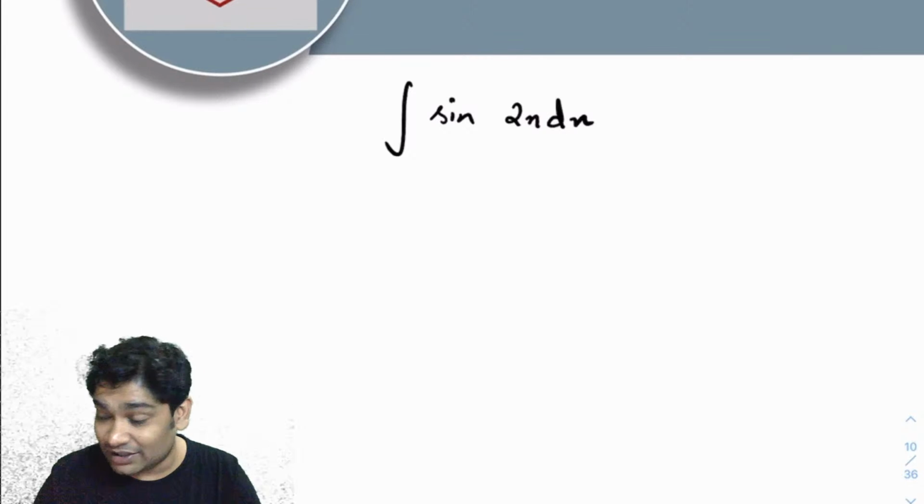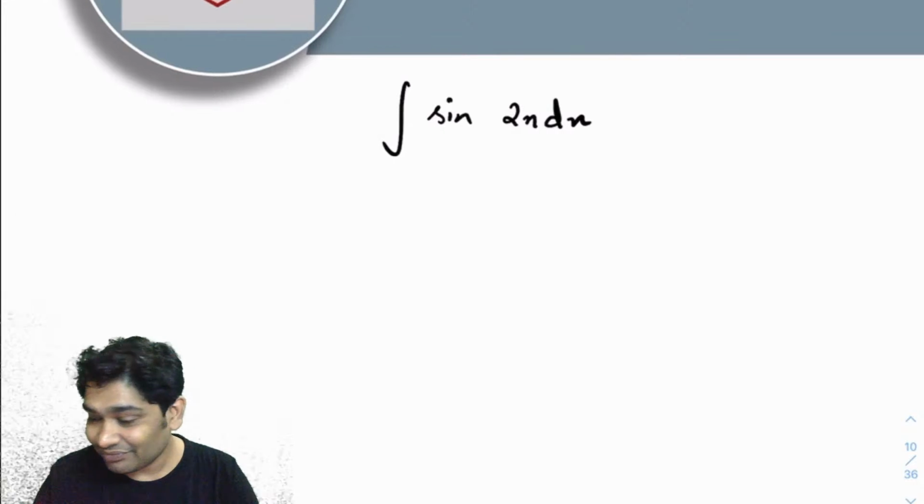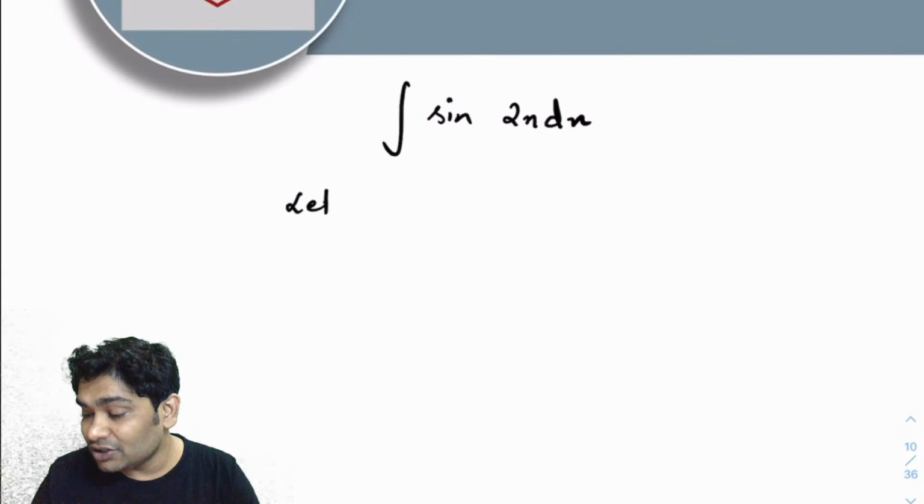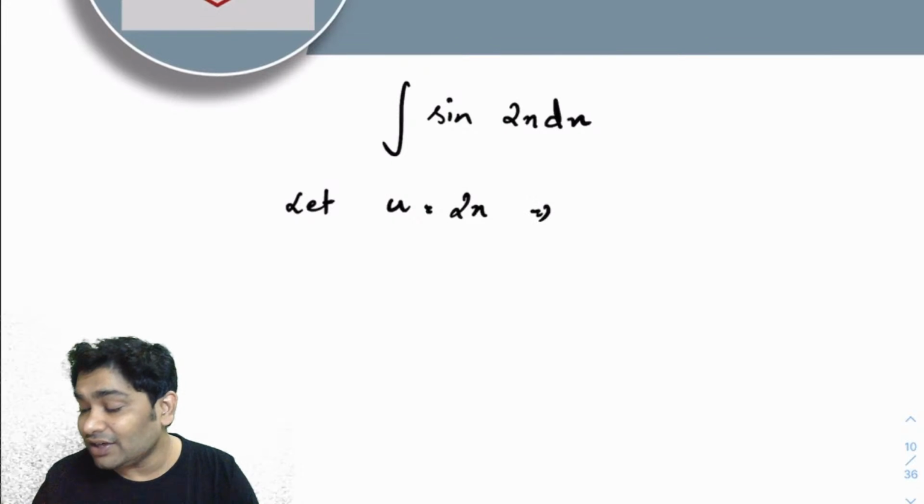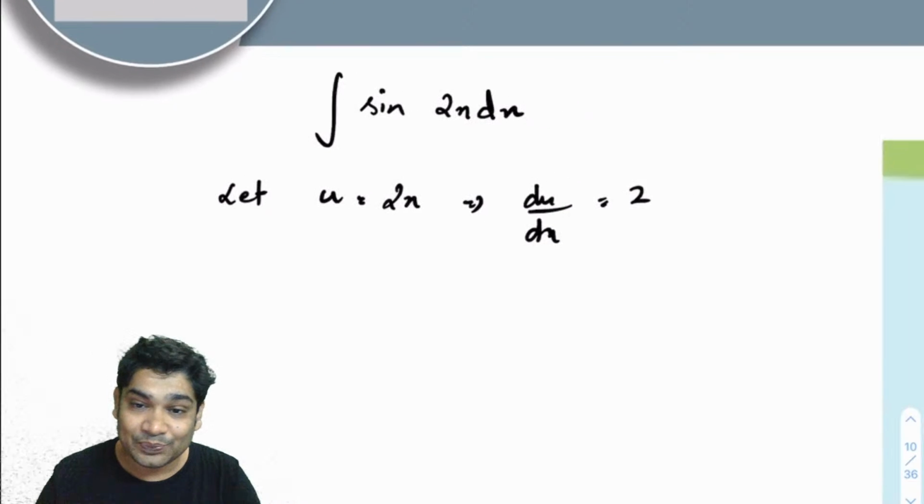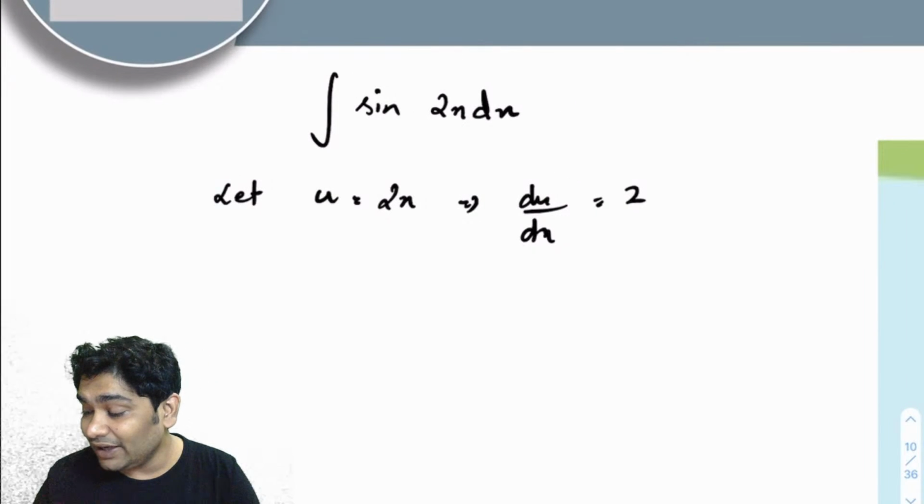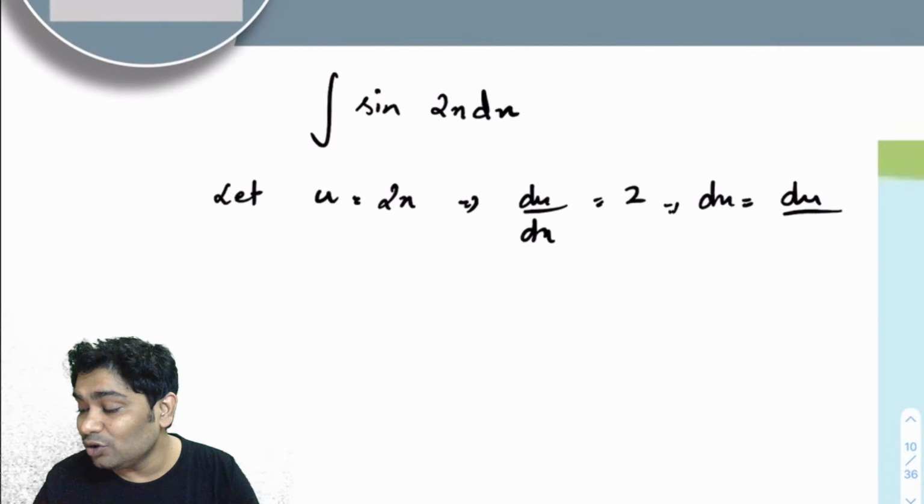Yes, do that, Chinmay. It's a must solve book. All right. So you assume that let some u equals 2x. Now, if you differentiate this, what is du over dx? Du over dx becomes 2. All right. So next from here you can say that dx equals du over 2.